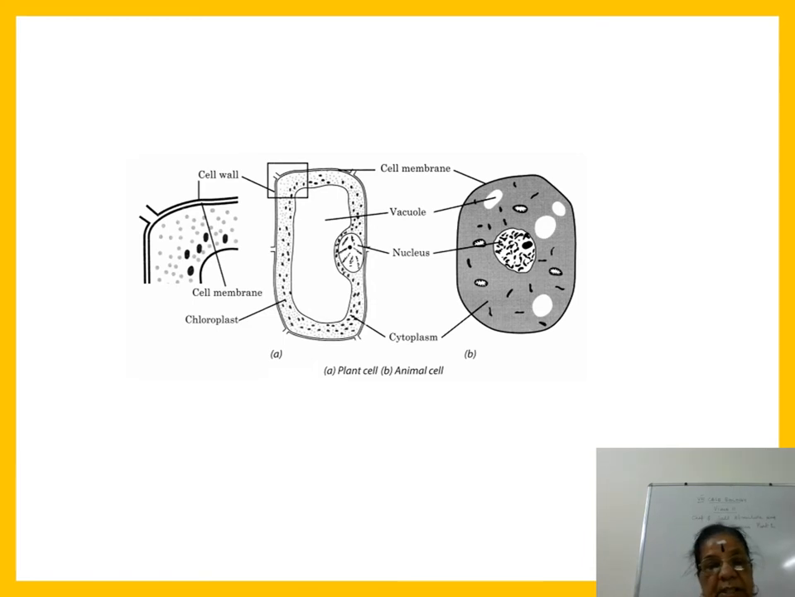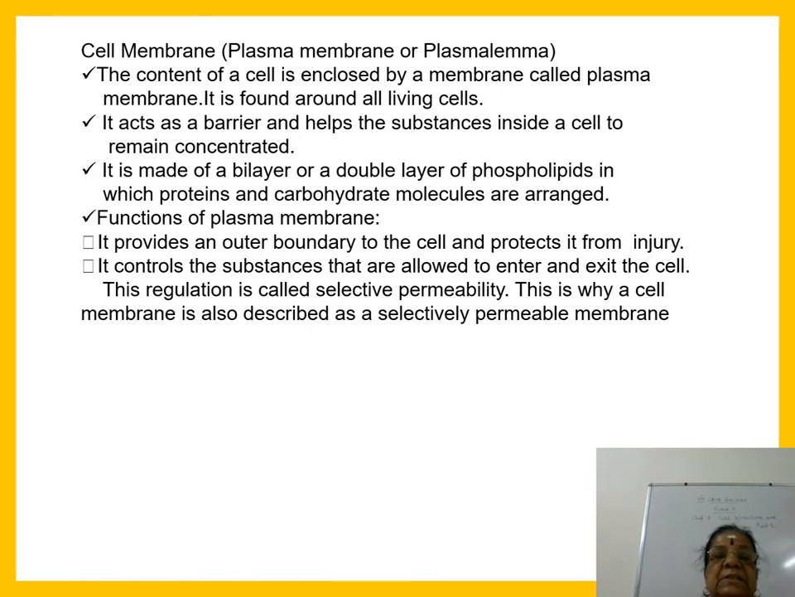Cell wall, following that is the cell membrane. Right? The next one is cell membrane. It is also called plasma membrane or plasma lemma. These are not in our book, but you should know them. So the cell membrane, or plasma membrane, or plasma lemma, is a thin membrane that covers the cell. It holds all the contents of the cell together and gives shape to the cell.